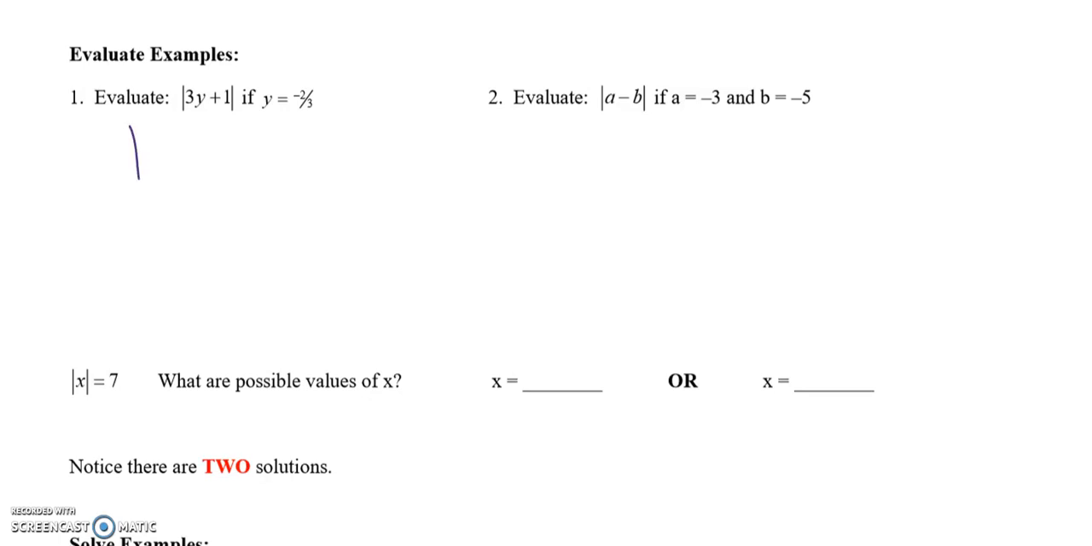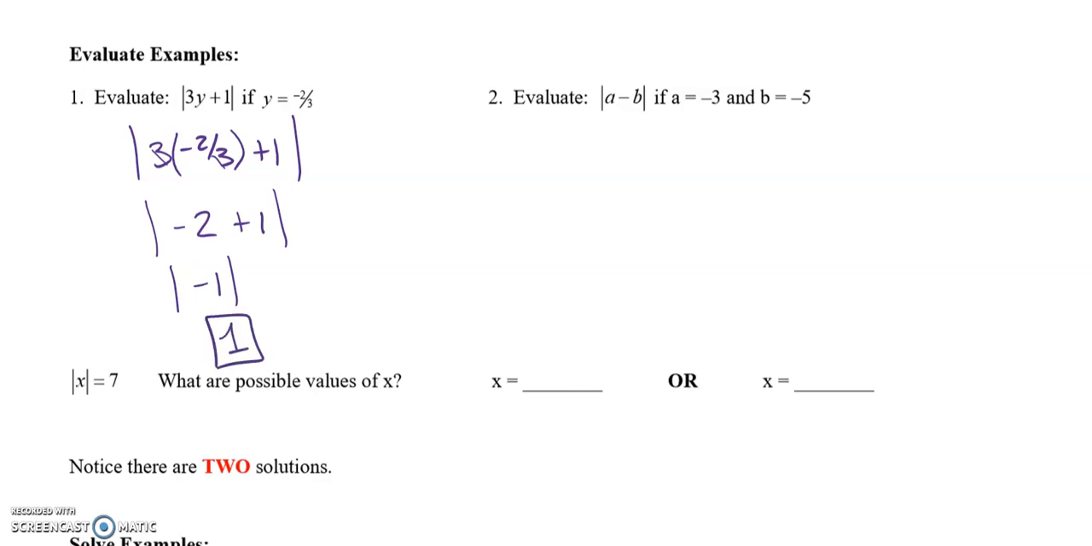We're going to replace the y with a negative 2/3. Remember, if you make a substitution with a negative, always put it in parentheses so you don't lose that negative somewhere along the line. 3 times negative 2/3, the 3's cancel, so we're left with negative 2 plus 1. Negative 2 plus 1 is negative 1. And then finally, we'll handle the absolute value. The absolute value of negative 1 is positive 1.